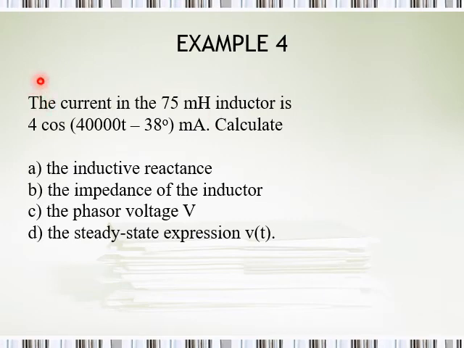Example. The current in the 75 millihenry inductor is 4 cosine 40 kt minus 38 degrees milliampere. Calculate the inductive reactance X, the impedance of the inductor Z, the phasor of the voltage, and the steady state expression, the cosine equation v(t).